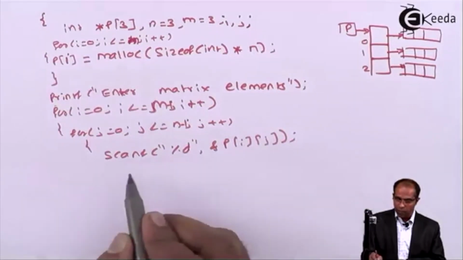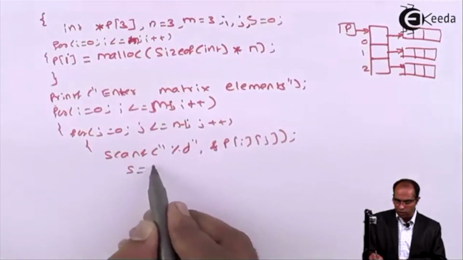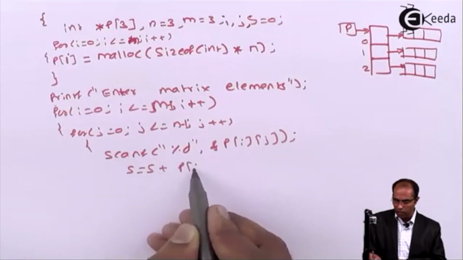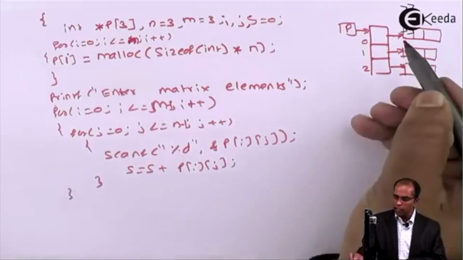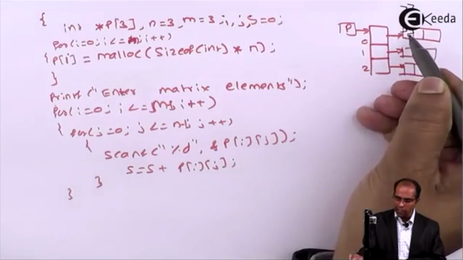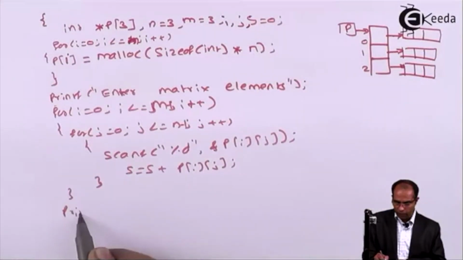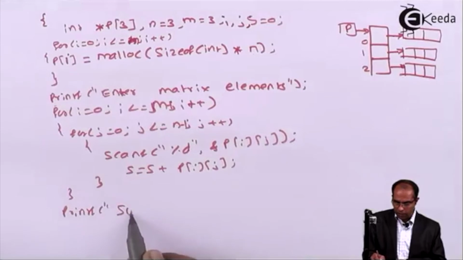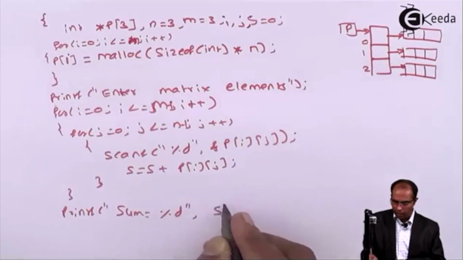And since I want to add every element, you can take one more variable as s and set this to 0. s equal to s plus p of i j. So what I'm going to do is, I'm going to read elements and simultaneously keep on adding that with s. And the process is repeatedly done. And finally, I'll say printf sum equals to %d, comma s.